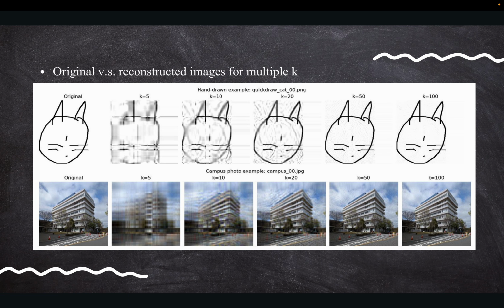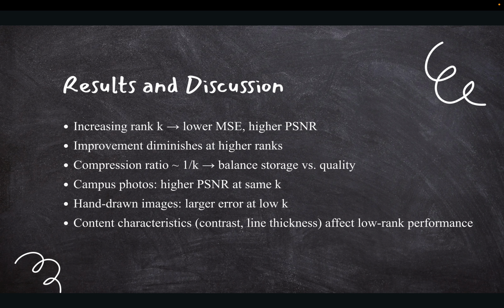This is because artworks often have sharp lines and high contrast edges. It's harder for SVD to accurately approximate these components at lower ranks. We also observed a point of diminishing returns. After a certain point, increasing K only gives a tiny boost in clarity but uses up much more storage.